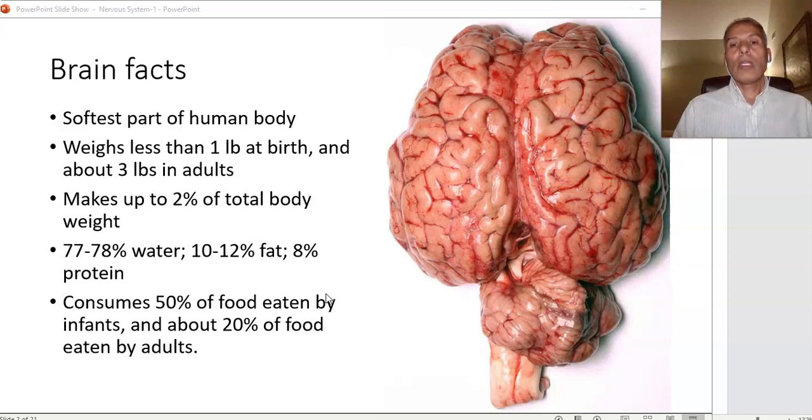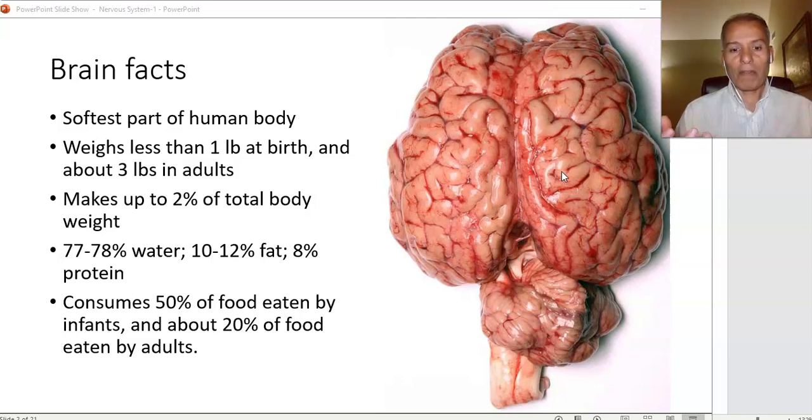So the human brain, as you could see here, weighs 3 pounds. It weighs about 2% of your body mass. However, it consumes a tremendous amount of energy. 15 to 20% of the energy that you consume goes to the brain.